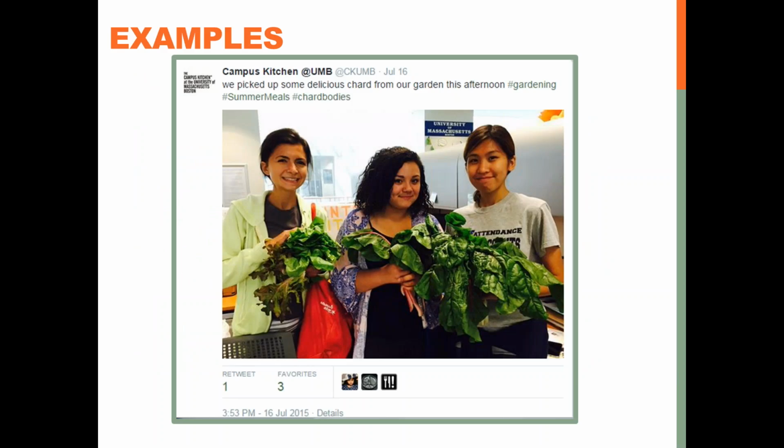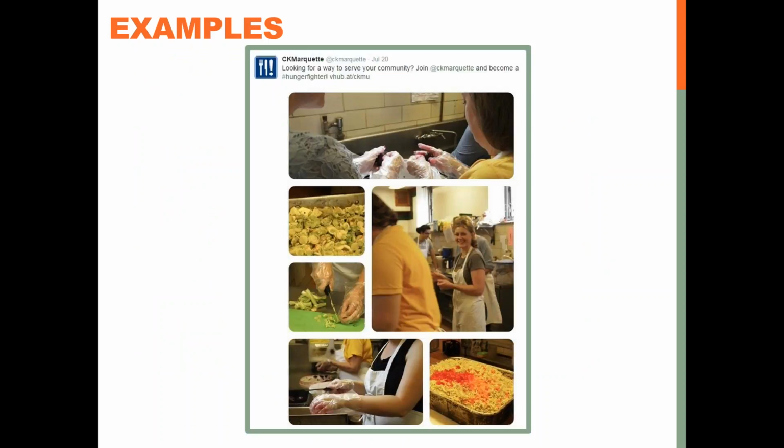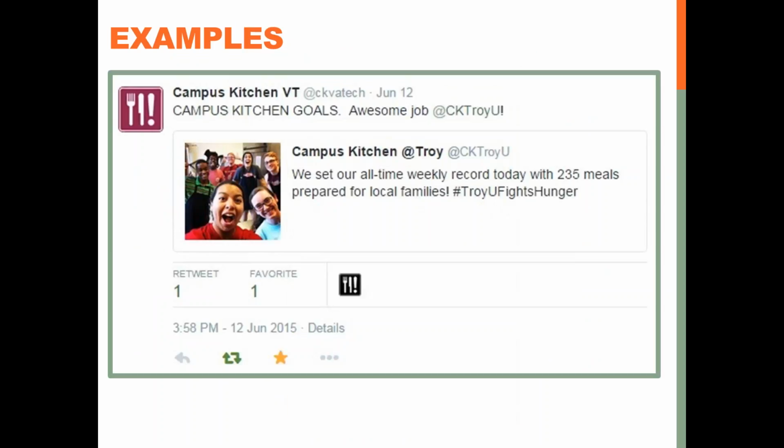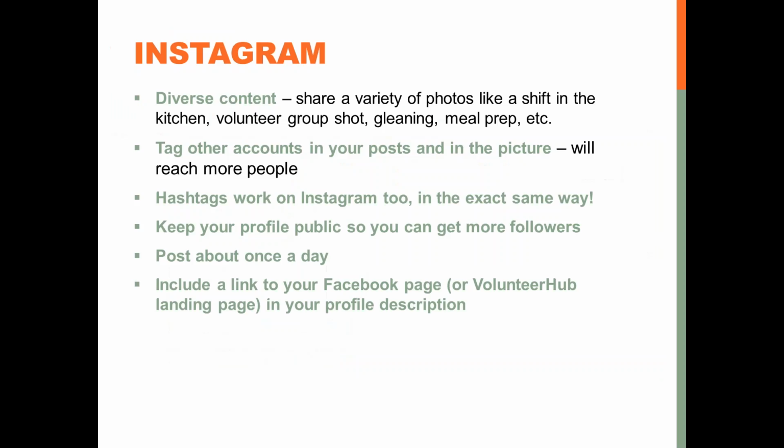So the next slide has some examples from Twitter. This is a good one, it has hashtags. It's a great picture, and you can see it was retweeted and has favorites. And then the next one from Marquette. Again, they had a link to their Volunteer Hub page, a great collage of volunteers at work with a hashtag. And the last one is Virginia Tech, and I really love this one because it shows the two campus kitchens, Virginia Tech and Troy, interacting with each other, which is exciting from my standpoint, and shows how well connected the community is.